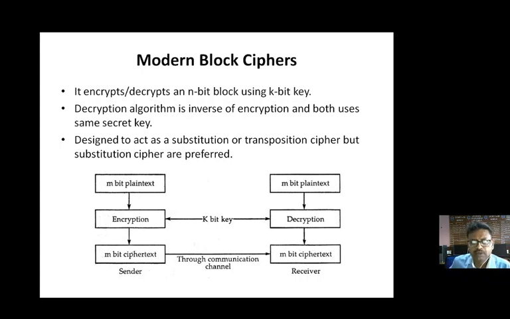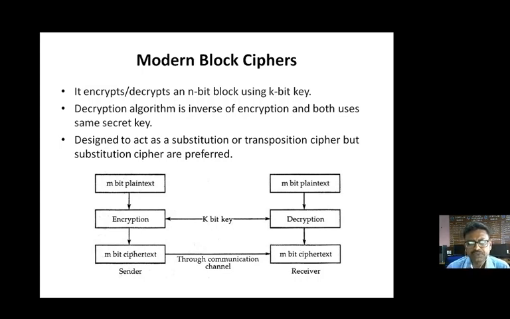Since both the encryption and decryption processes use the same secret key, and whatever way modern block ciphers are designed, they act as a substitution or transposition cipher. But in most cases, substitution ciphers are preferred. So let us discuss this with an example: why substitution ciphers are preferred and why transposition ciphers are not preferred.